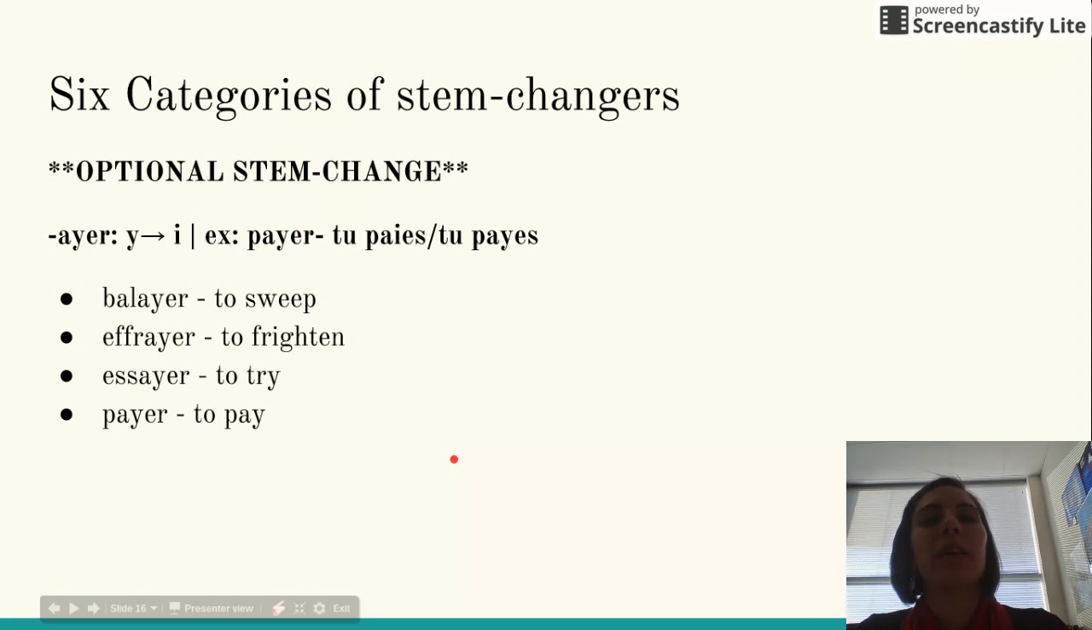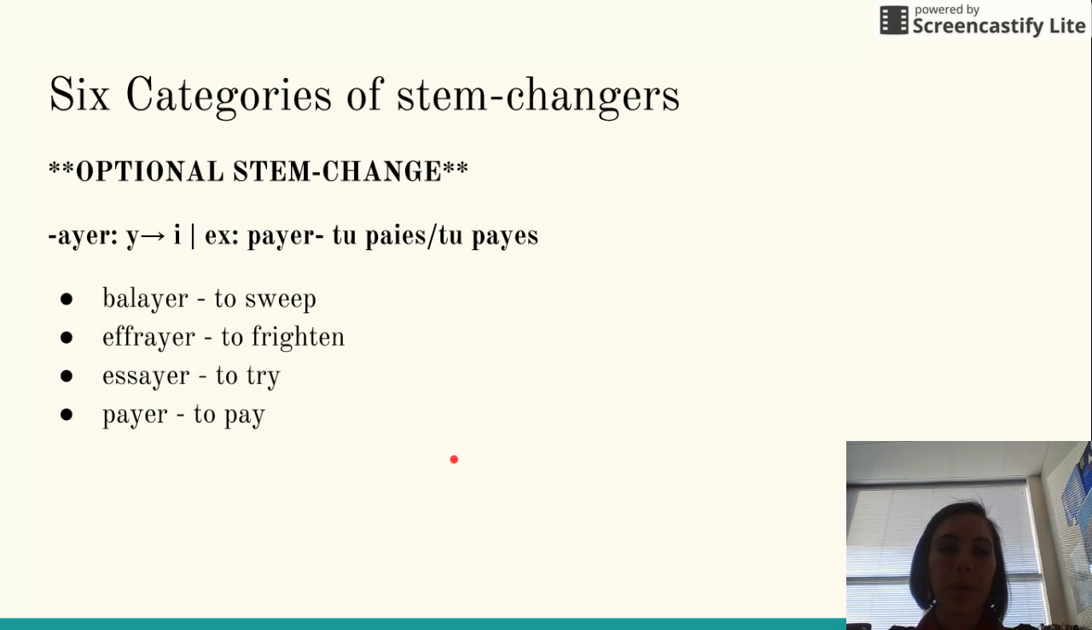And then our last set of stem changers is optional. If your verb ends in AYER, you can change the Y to an I. For example, we have payer, and right here in our first example, we have je paie, where we change the Y to an I. But it's also optional, so you can actually keep the Y, so you have je paye. They're not pronounced any differently. One is not better than the other. It's just optional. Some other AYERs are balayer, effrayer, essayer, and payer.